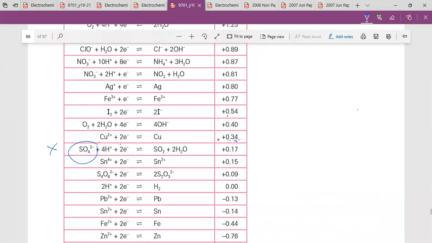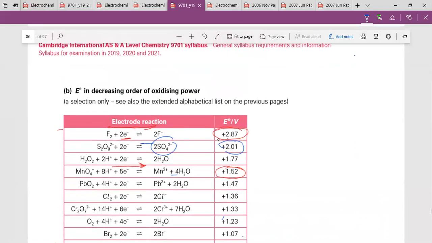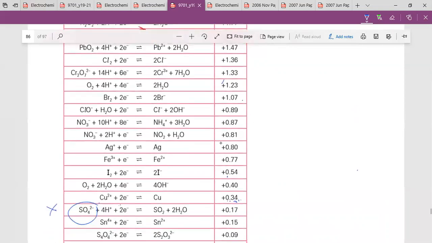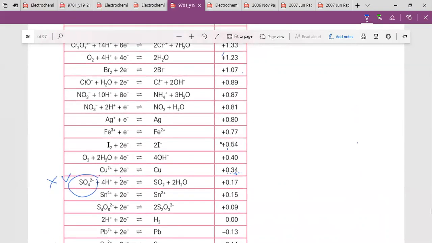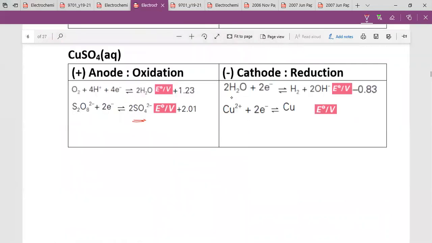This one is acting as an oxidizing agent, but here it's acting as a reducing agent, supposed to be providing electrons. So you choose the correct sulfate. Nitrate you cannot choose because there's only one. So sulfate is here, and water is here, because you don't use OH minus. Tak boleh.